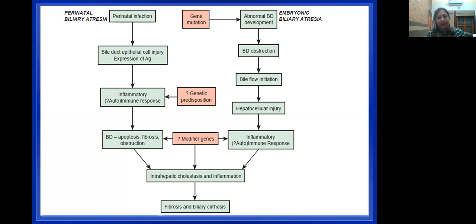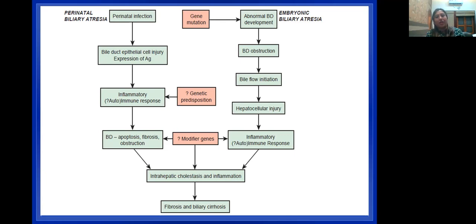In perinatal biliary atresia, first of all, there is a perinatal infection like a TORCH infection or so, which causes bile duct epithelial cell injury, and there is expression of antigen, which leads to further inflammation and an autoimmune response. That could also be augmented by a genetic predisposition. Then, because of this severe inflammatory immune response, the biliary tree is going to undergo apoptosis, fibrosis, and finally obstruction of the biliary ducts. That leads to intrahepatic cholestasis and inflammation.